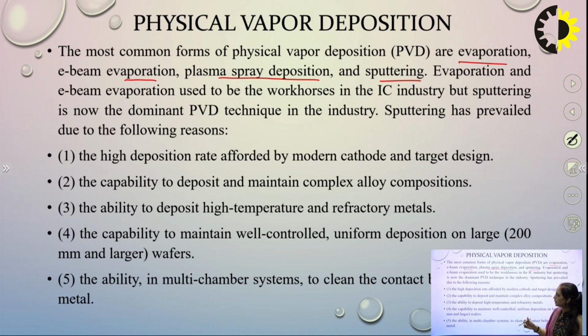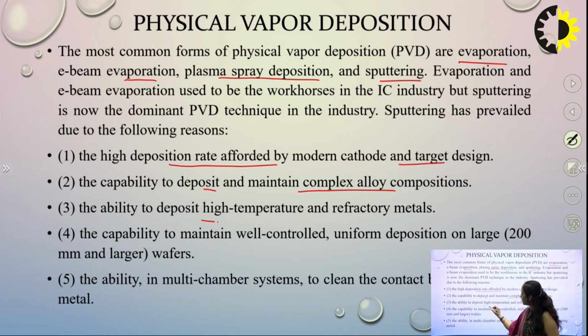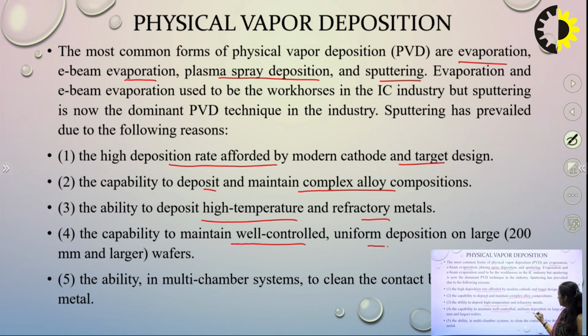Sputtering has advantages like the high deposition rate, affordable by modern cathode and target design, the capability to deposit and maintain complex alloy composition, the ability to deposit high temperature and refractory metals, the capability to maintain well controlled uniform deposition on large 200 mm diameter wafers, the ability in multi-chamber systems, and it is easy to clean the contacts before the metallization is done. So these are some properties why sputtering is preferred over the other physical depositions.